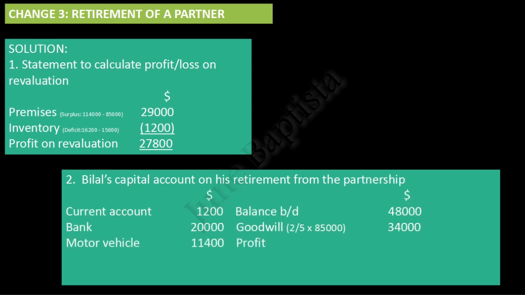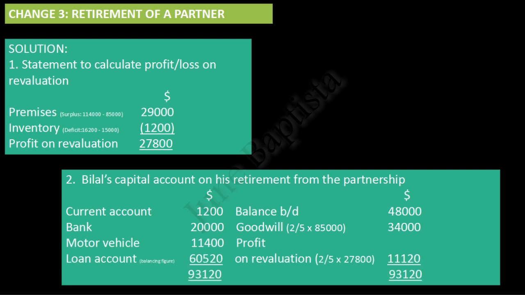2. As Bilal is retiring, his capital account will now have to be closed. Let us look at the credit side first. The balance on Bilal's capital account was $48,000. This is now brought down. Bilal's share of goodwill would be 2/5 of $85,000, which is equal to $34,000. Bilal's share of profit on revaluation is 2/5 of $27,800, which is $11,120.